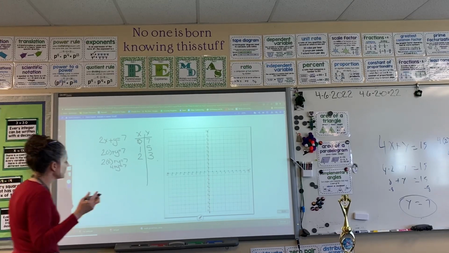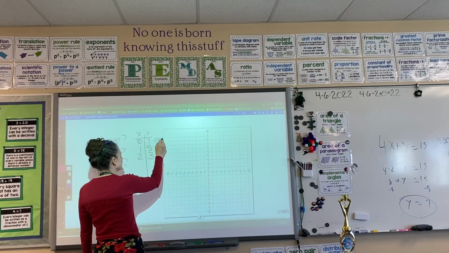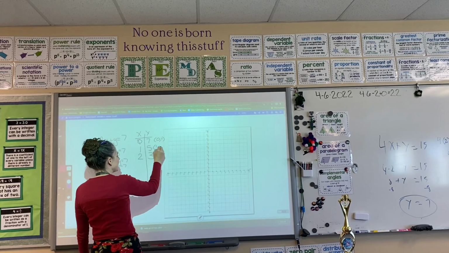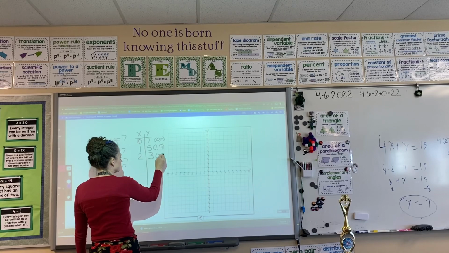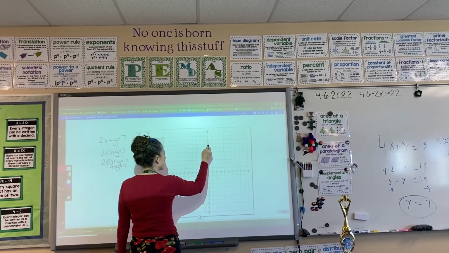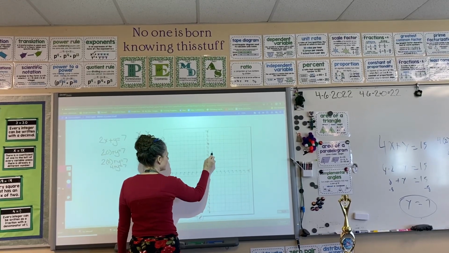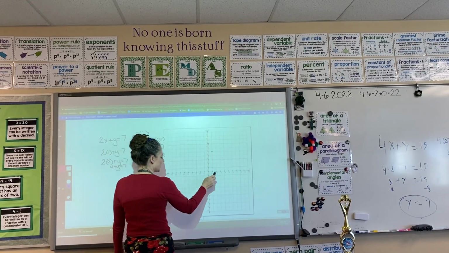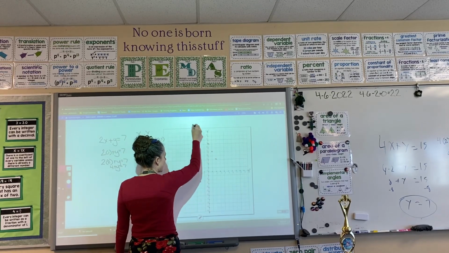So I'm going to graph this. X is 0, so this is the point 0, comma 7. This is 1, comma 5. And then this is 2, comma 3, right? So we've got a dot at 0, 7, a dot at 1, 5, and a dot at 2, 3.